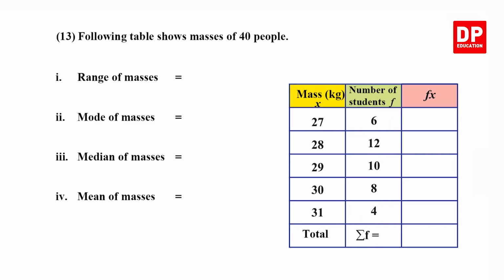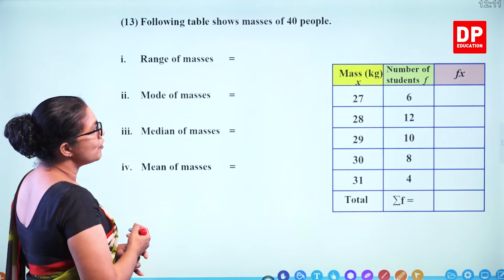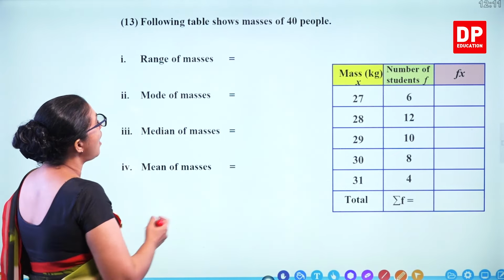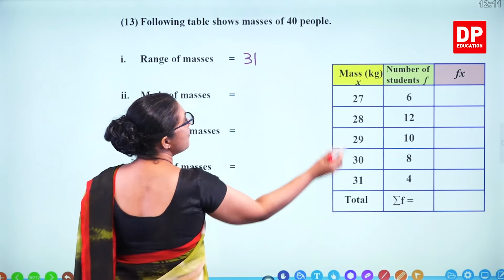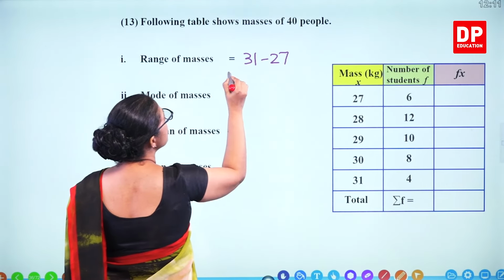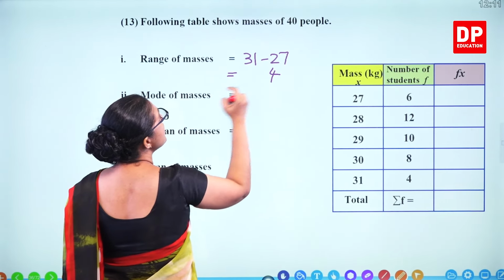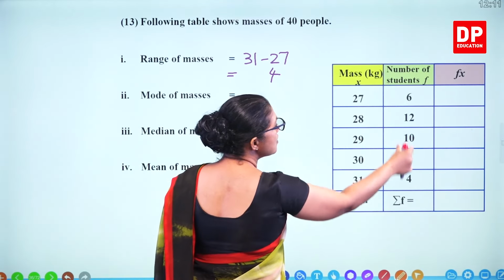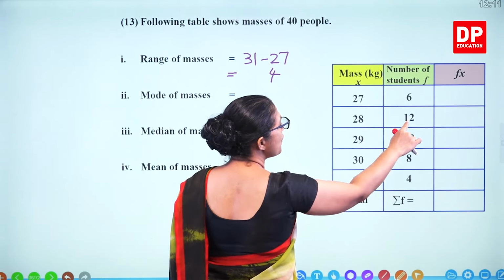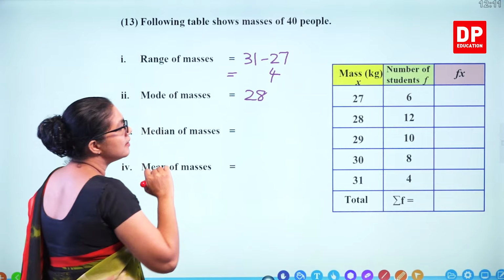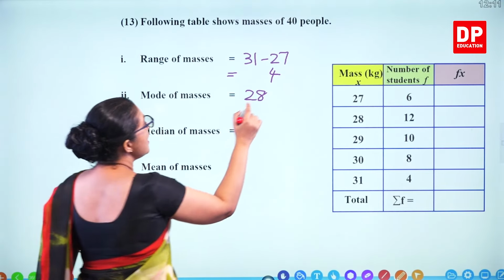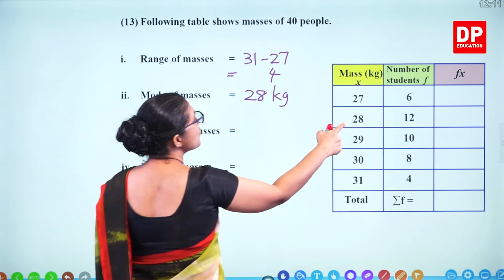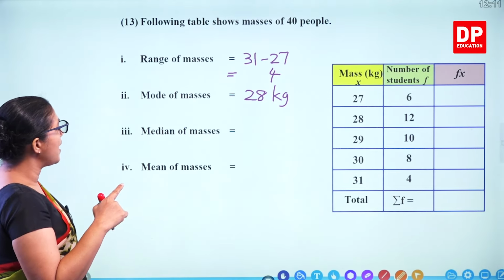Following table shows masses of 40 people. Range of masses. How we find out the range? Highest is 31 and the lowest is 27. Subtract, you get 4. Mode, look at the frequency column, one which has the highest frequency. So 12 means 28 is the mode. This is in kilograms. 28 kilos is the mode mass.